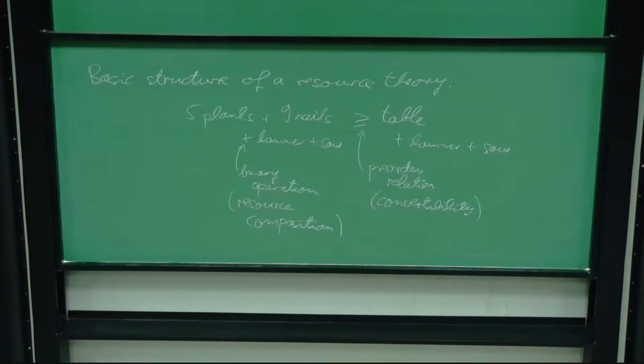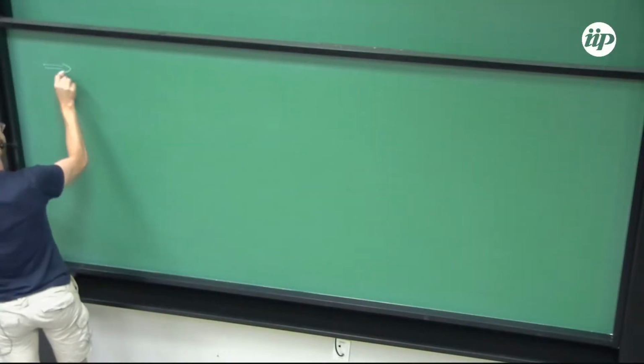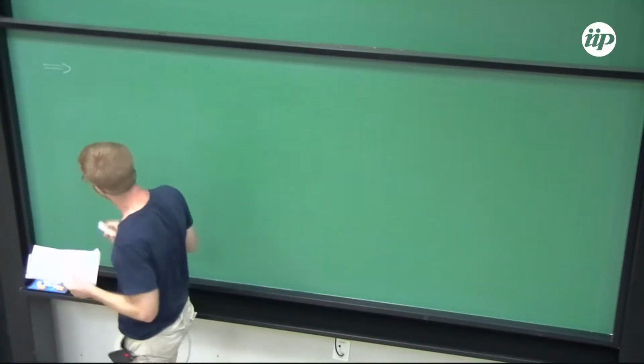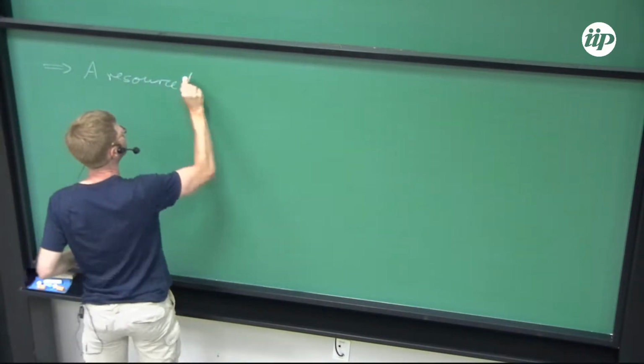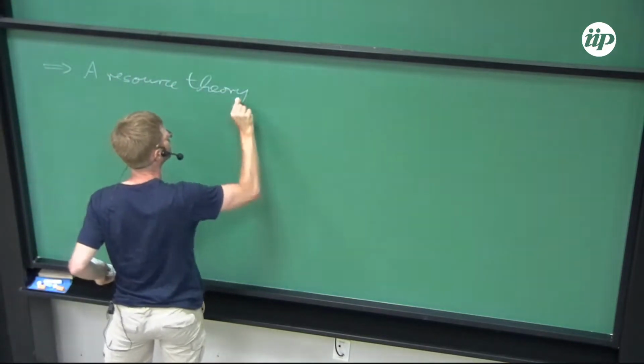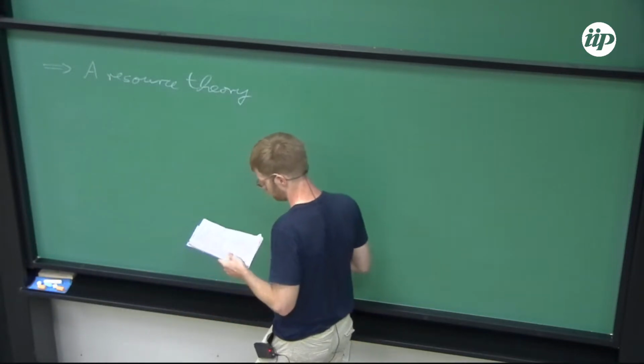Okay, now if you write down the corresponding conditions, there are more or less obvious requirements, compatibility between the order and the binary operation, then you arrive at the definition that a resource theory is described by a mathematical structure called an ordered commutative monoid.